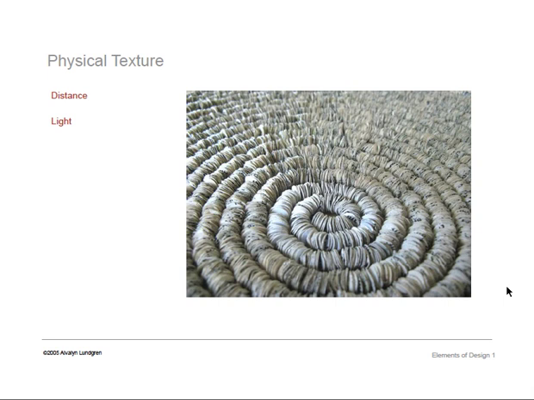Physical texture is something that takes on different appearances depending upon how far you are away from it, and also the angle of the light and how much light you've got going on. So with physical texture, the visual appearance will be different from morning to night and up close versus far away. That's a very important thing to understand. The visual understanding will change when you have physical texture.